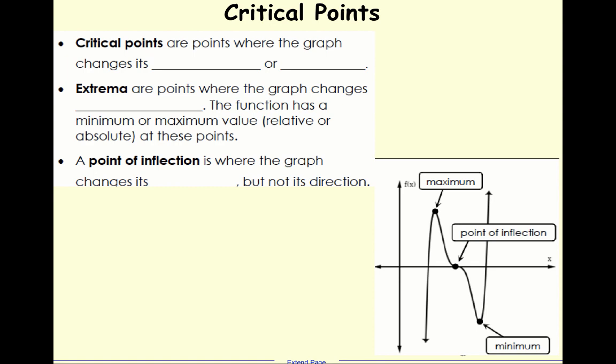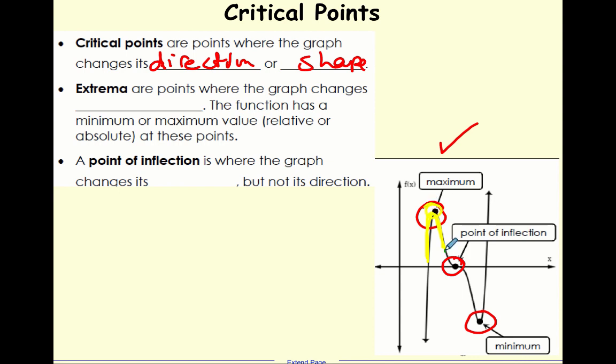Okay, next we're going to go over critical points. So critical points are anywhere where the graph is going to change either its direction or shape. So when we're looking over here at this graph, this is a critical point, this is a critical point, and this is a critical point. So this interval here, it's changing a direction. It's going from up to down. So that's why it's a critical point right there, because that's where it changes.